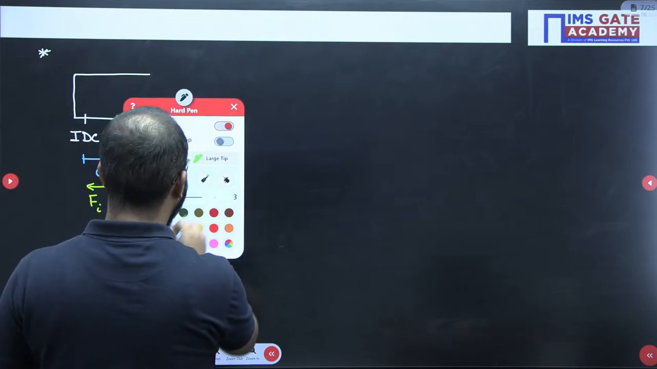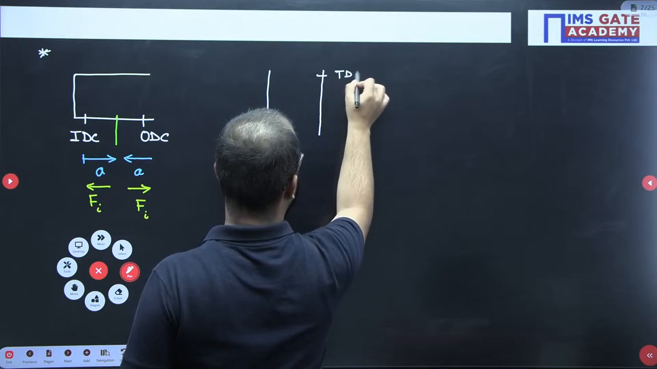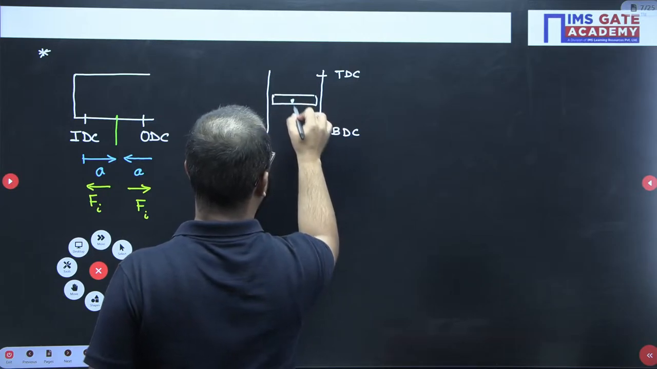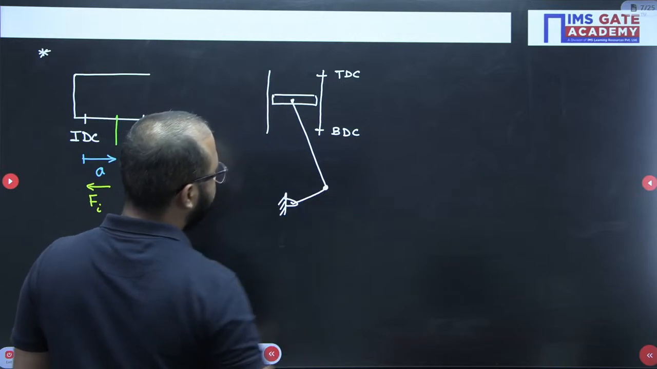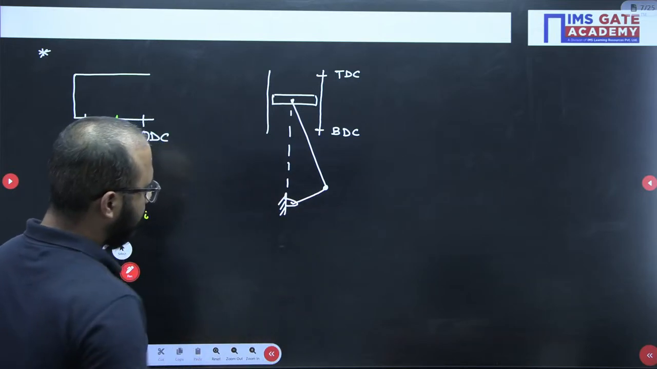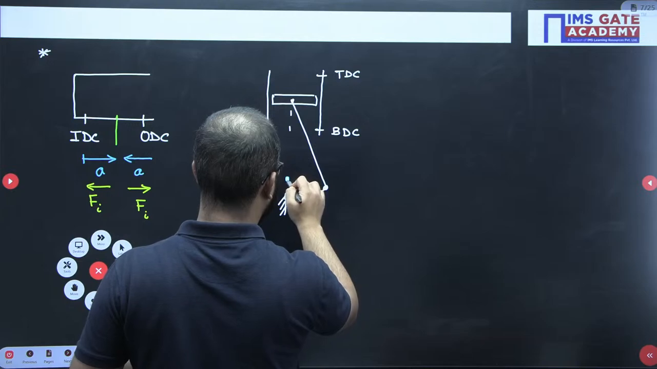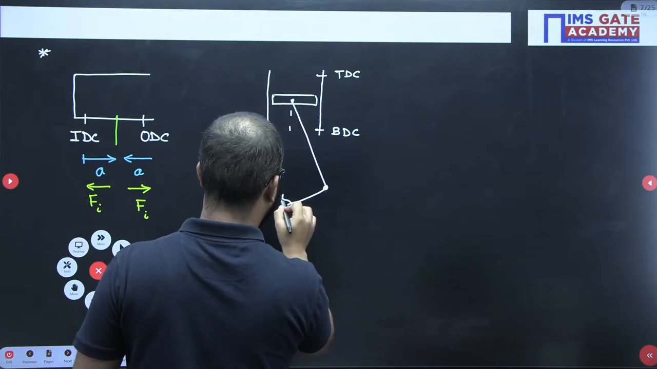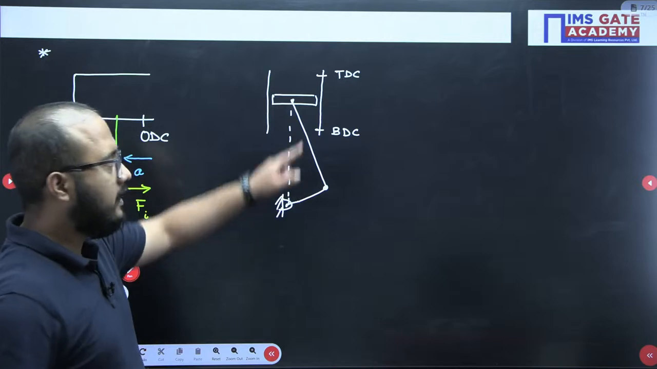Now, coming to the vertical engine. In vertical engines, we will have TDC, top dead center, and BDC, bottom dead center.